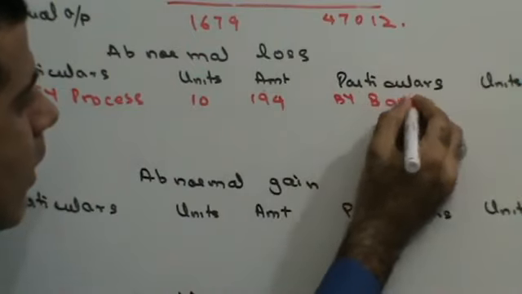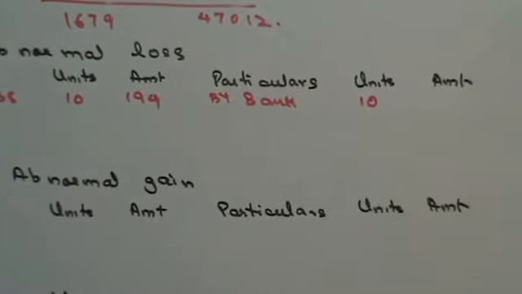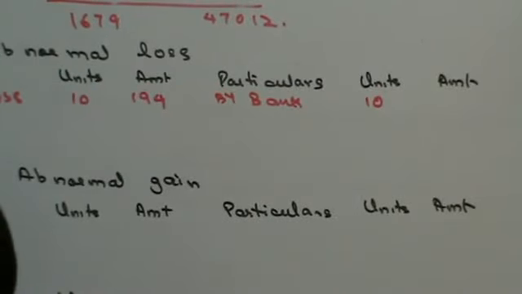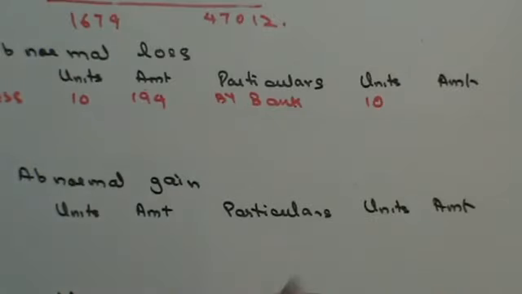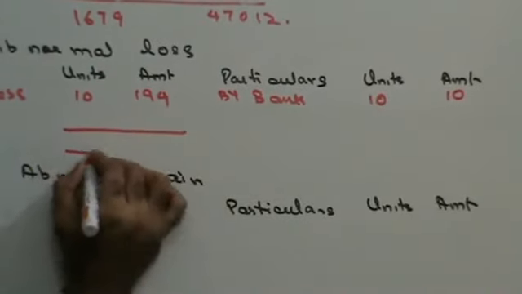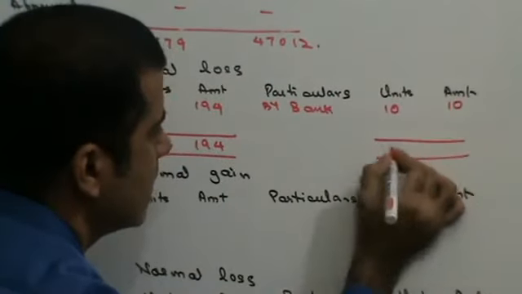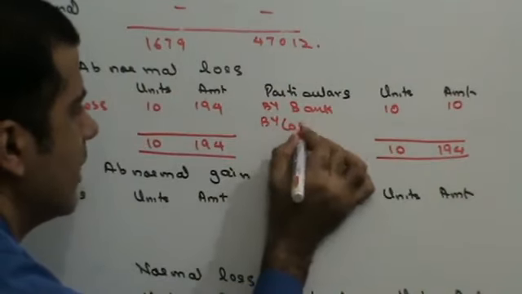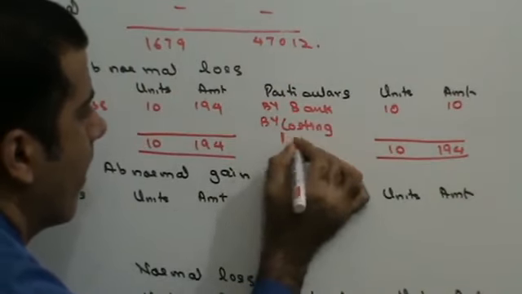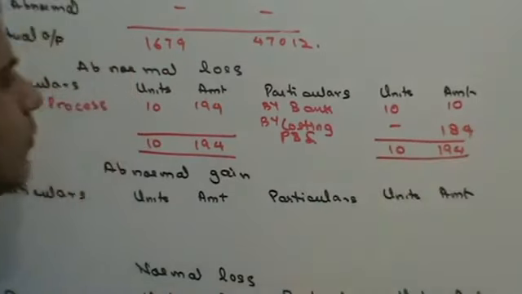Right here, by bank, write the number of units as it is and multiply it by the scrap value of FY process. The scrap value of FY process is 1, right? So 10 into 1 is 10. Tally this. This is 10 and 194. The difference is written as costing P&L. So this is nil and this is 184.